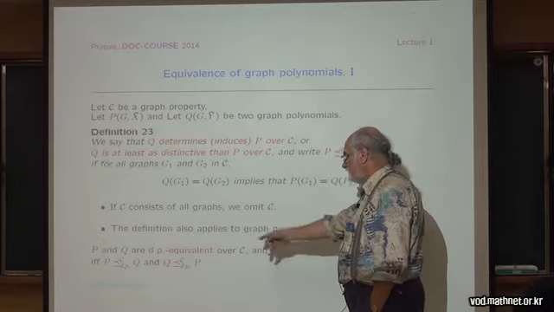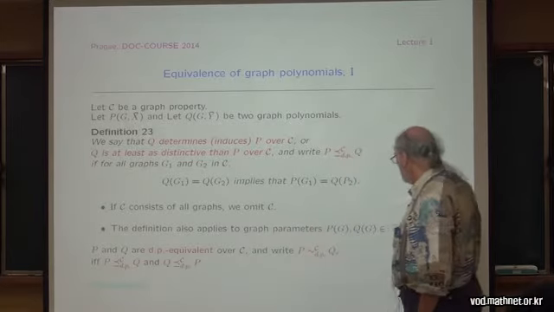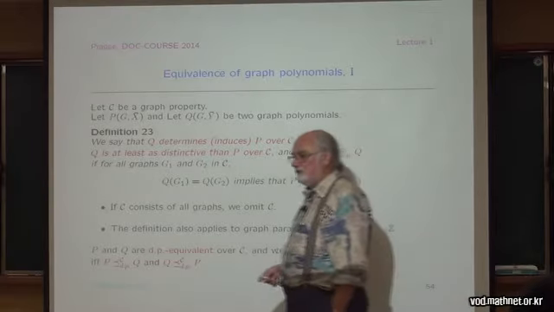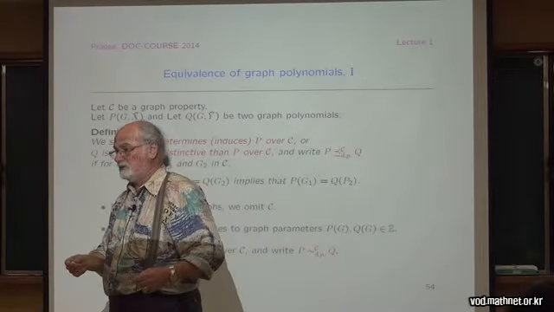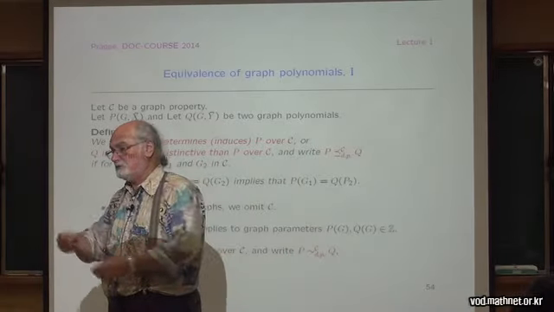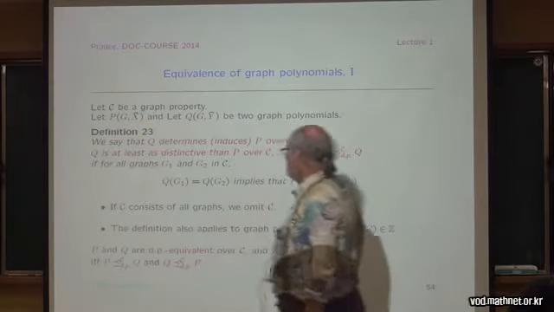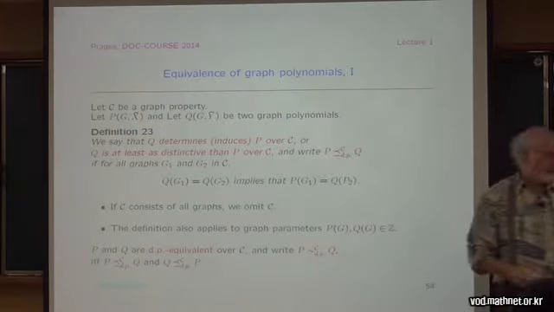Okay. So the equivalence is just both directions, and it applies also to graph parameters. So if two graphs have the same girth, then they have the same Kukuriku value. So this is the notion of equivalence.